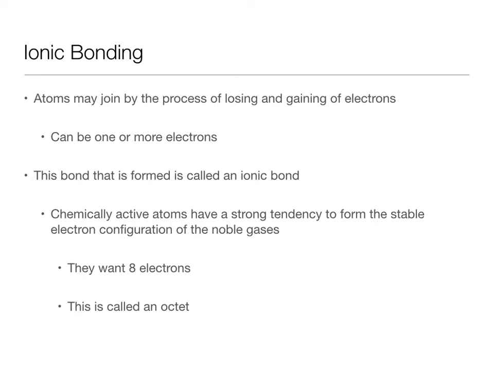Okay. Ionic bonding. Atoms may join by the process of losing and gaining electrons, and it can be one or more electrons. The bond that is formed is called an ionic bond, and chemically active atoms have a strong tendency to form a stable electron configuration of the noble gases. They want 8 electrons in the outside shell, which is also called an octet. They want their subshells to be filled. And so basically they're going to make bonds by giving and taking electrons in order to get that configuration that they desire.